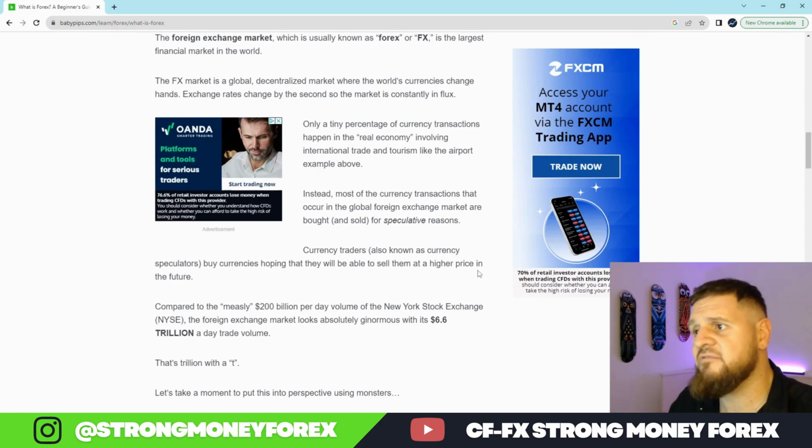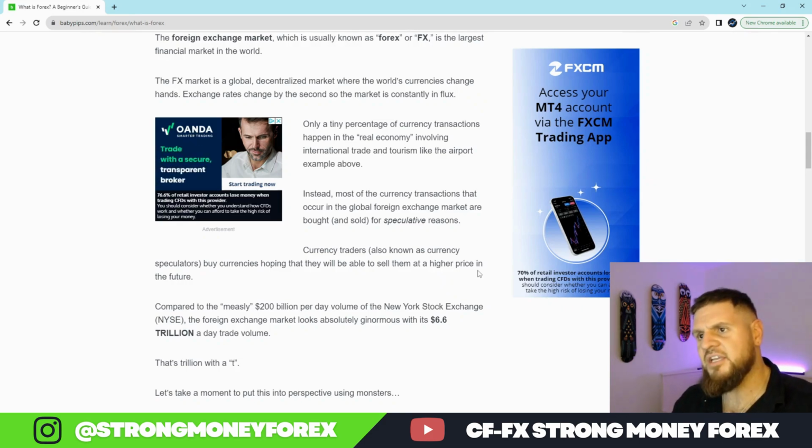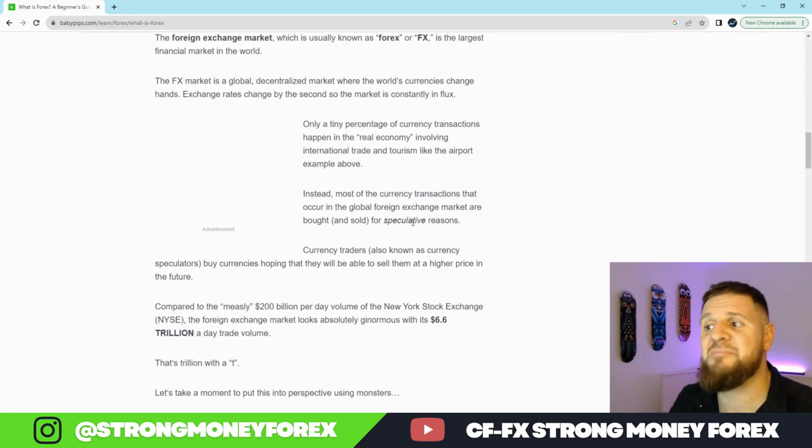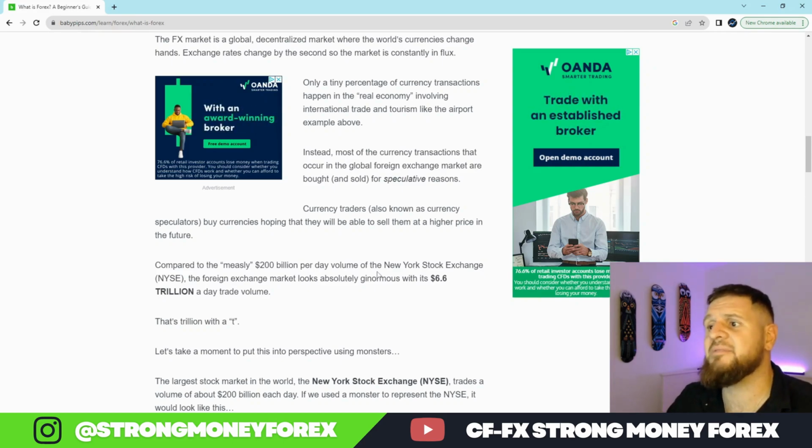Instead, most of the currency transactions that occur in the global foreign exchange market are bought and sold for speculative reasons. That's what we were talking about. The exchanges that happen, people buying and selling in the marketplaces, are traders, big, large and massive, who are expecting price to move in one direction or the other. And that's what they mean by speculative reasons.